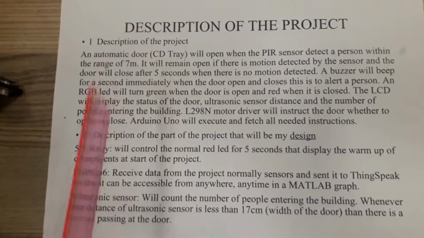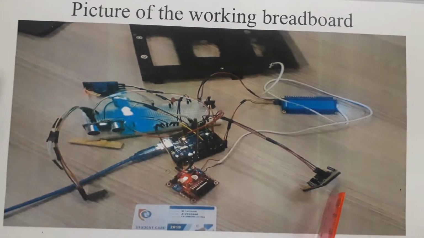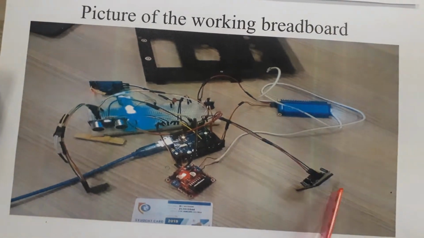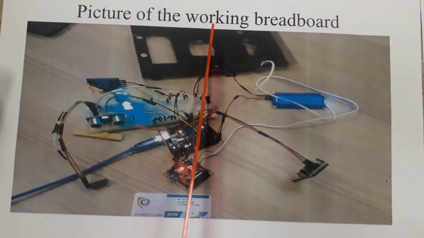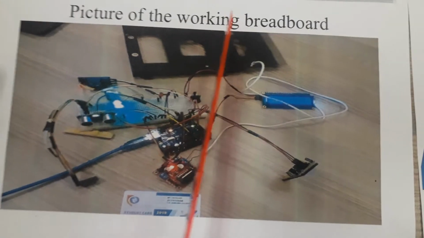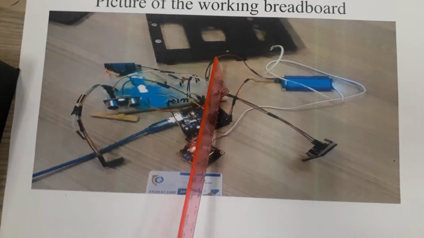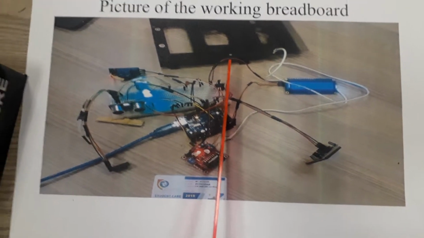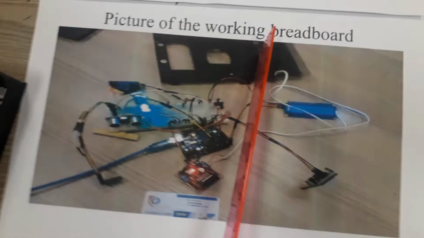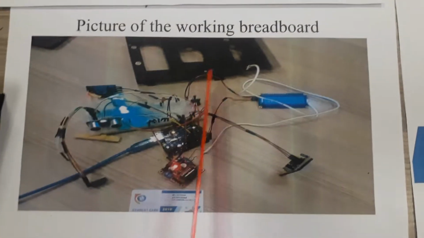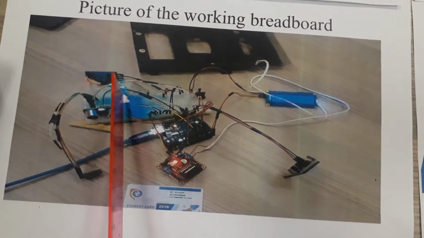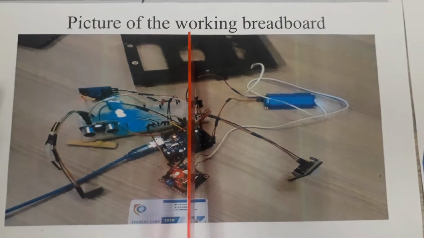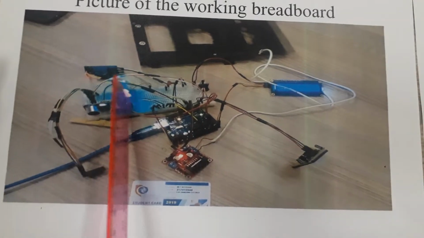So coming to my project, this is the proposal, which is divided into 3 parts. Number 1, description of the project. I will use this picture. I have a PIR sensor which is going to sense up to 17 centimeter, and when a person is detected by the PIR sensor, the door will open. Immediately when the door opens, the buzzer will turn on for 1 second. And again, immediately when the door closes, the buzzer will turn on for 1 second. When the door is open, the RGB will turn green, and when it is closed, the RGB will be red.